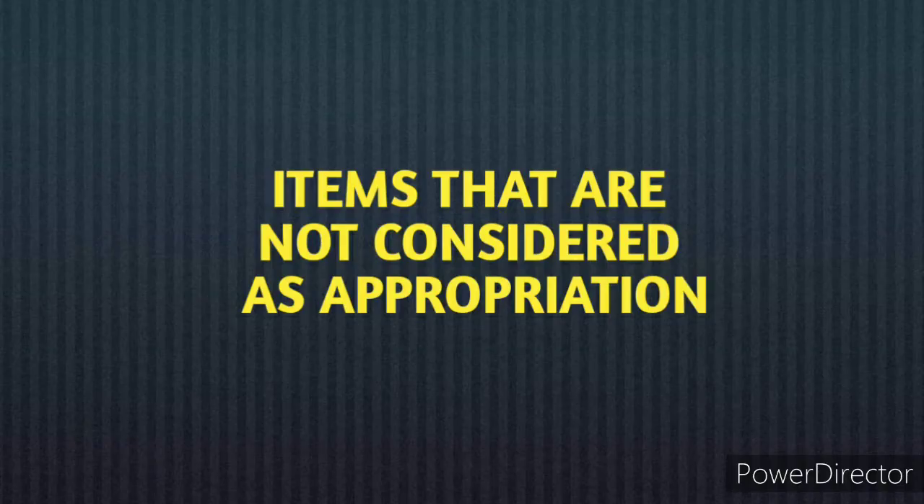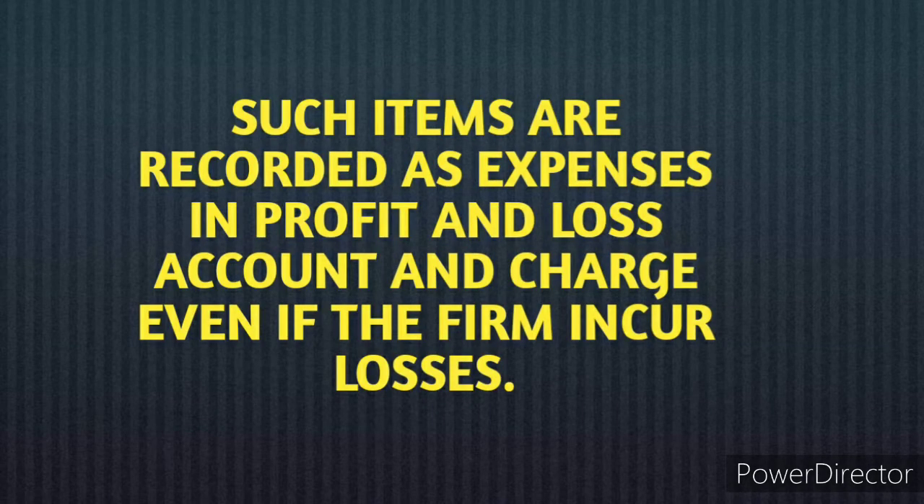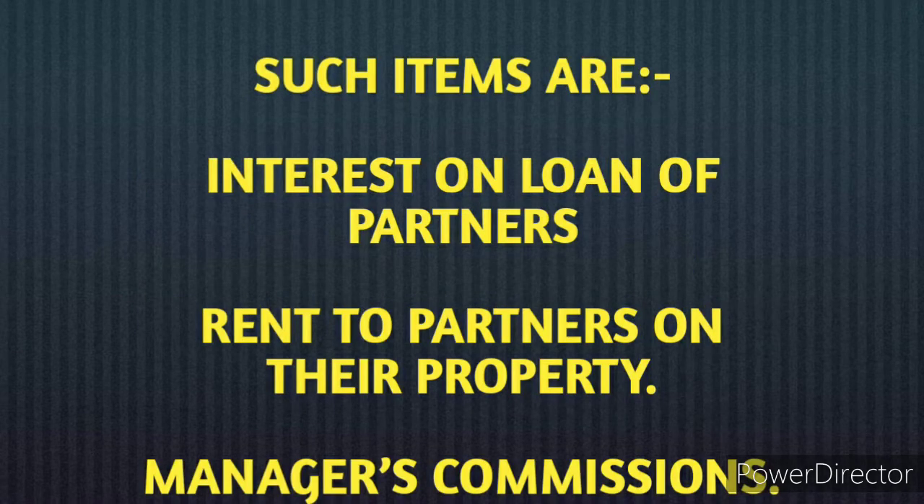Here is one important note to keep in mind: items that are not considered as appropriation. There are a few items that are concerned with the partners but are not recorded in the profit and loss appropriation account, rather are considered as a charge against profit. Such items are recorded as expenses in the profit and loss account and are charged even if the firm incurs losses. Such items are interest on loan of partners, rent to partners on their property, and managers' commissions.